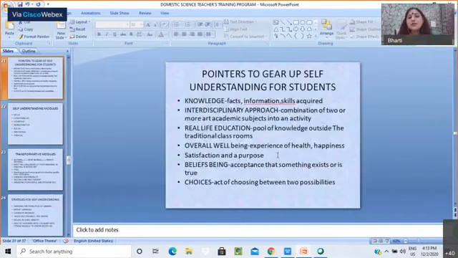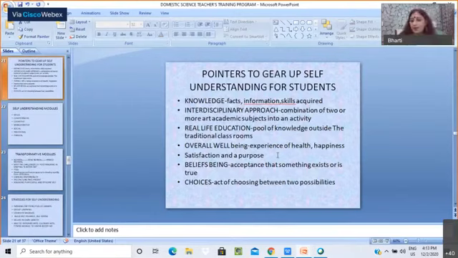So here are the pointers to gear up self-understanding for students. Knowledge, which is based upon facts, information, and skills. Interdisciplinary approach: a combination of two or more academic subjects into an activity. When we are talking about rangolis and all that, they can be taught various mathematical concepts. Then real life education, a pool of knowledge which is outside the traditional classrooms.